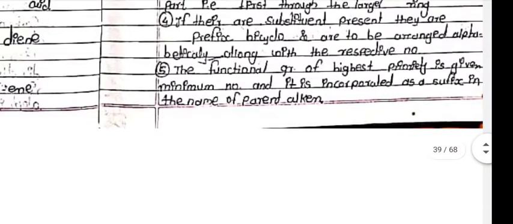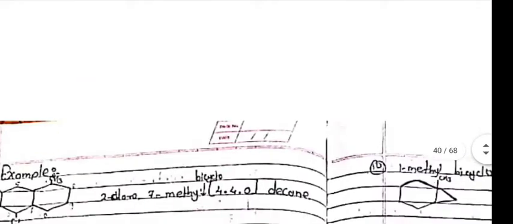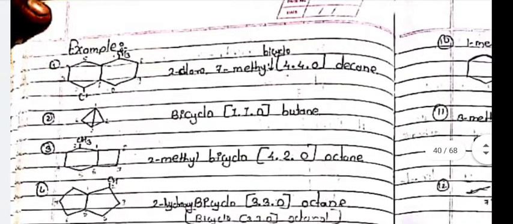The functional group of the highest priority is given the minimum number, and it is incorporated as the suffix in the name of the parent alkane. So let's start the numbering and giving names to the compounds.